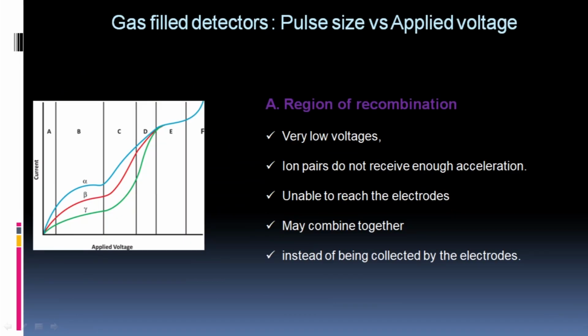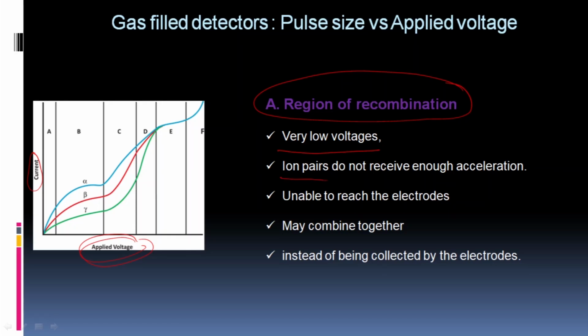Now, this is the pulse size. Here is a graph. This axis shows the ionization current, or pulse, and this axis shows the applied voltage. Now, the first part is the region of recombination. At very low voltage, we start with zero voltage and then increase very slowly. At very low voltage, what will happen?